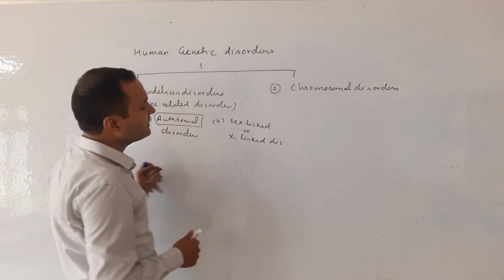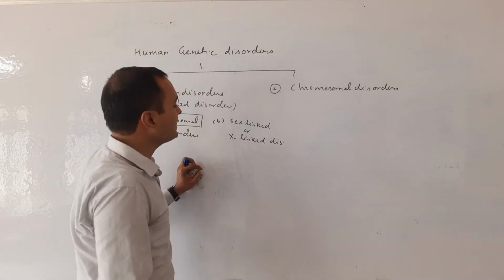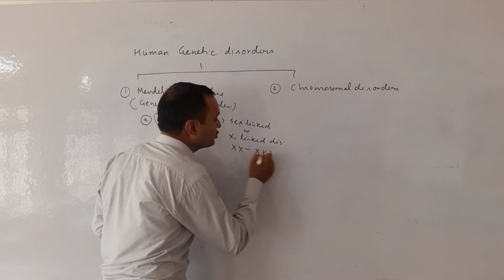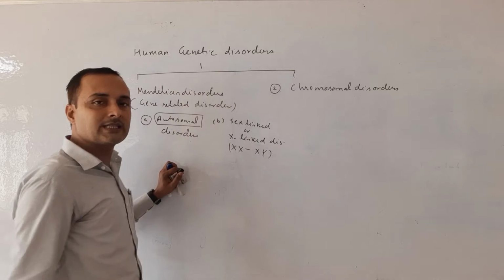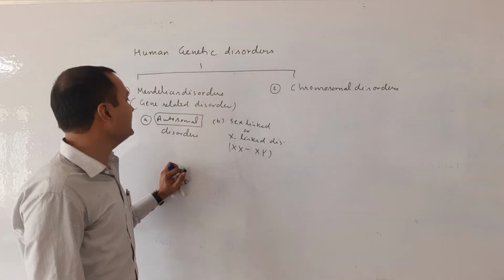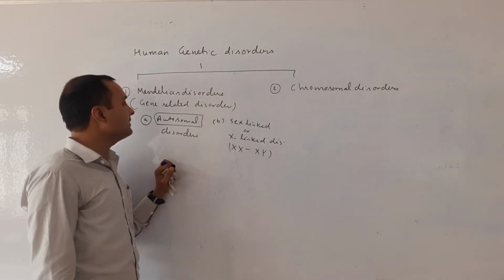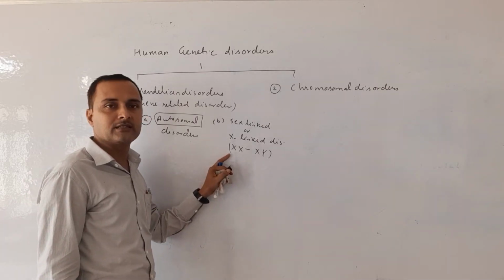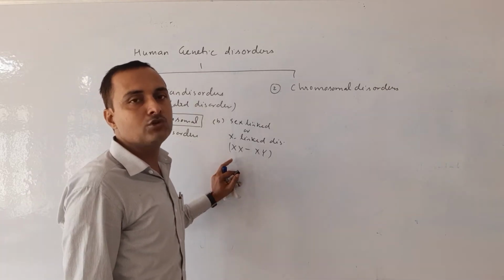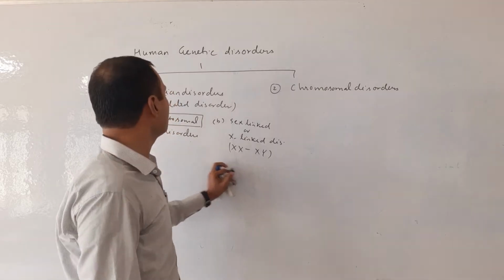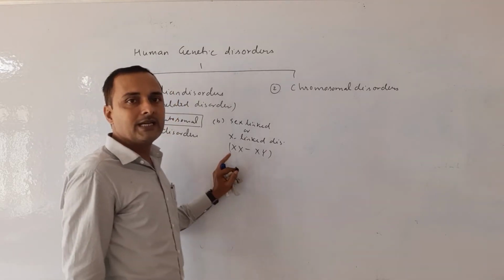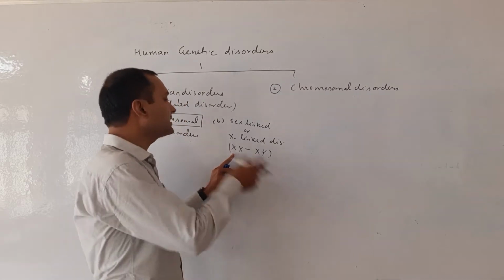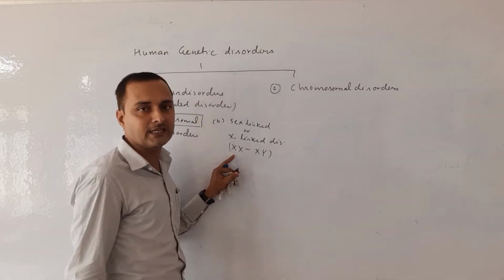When the genes present on sex chromosomes, either XX or XY, are affected, it is known as sex-linked disorders. Once again, gene-related disorders are divided into two types: autosomal disorder, caused by mutation of genes present on the autosomes, and X-linked disorders, caused by mutation of genes present on the sex chromosomes.